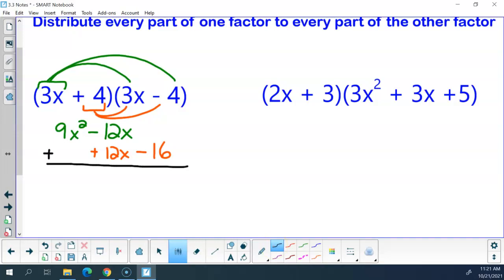And then you add those two together. And so that combines out to be 9x squared minus 16.